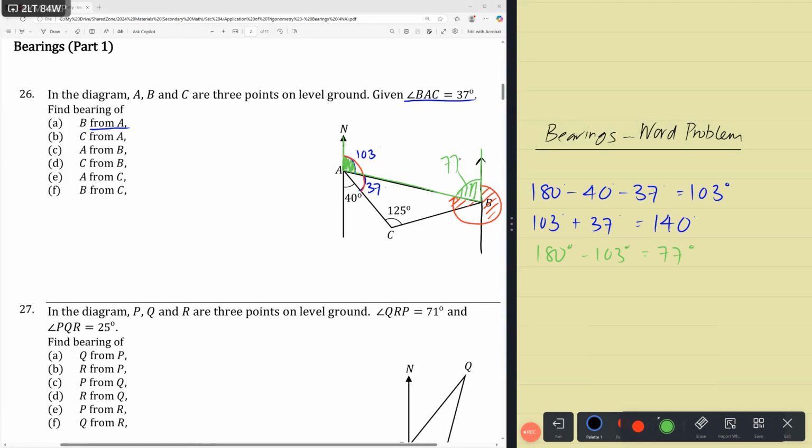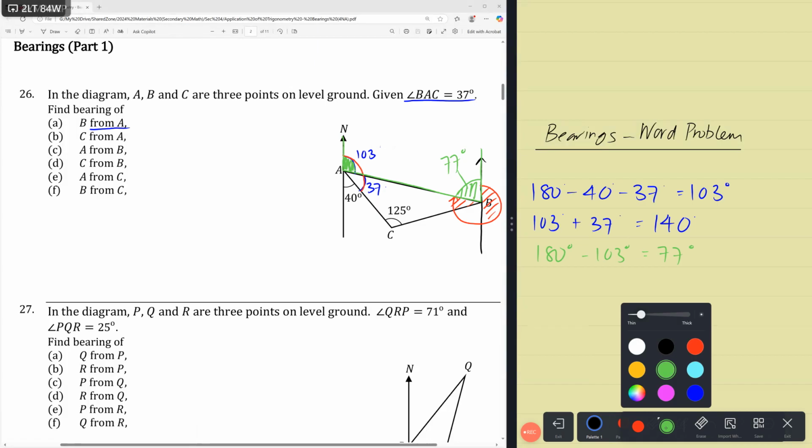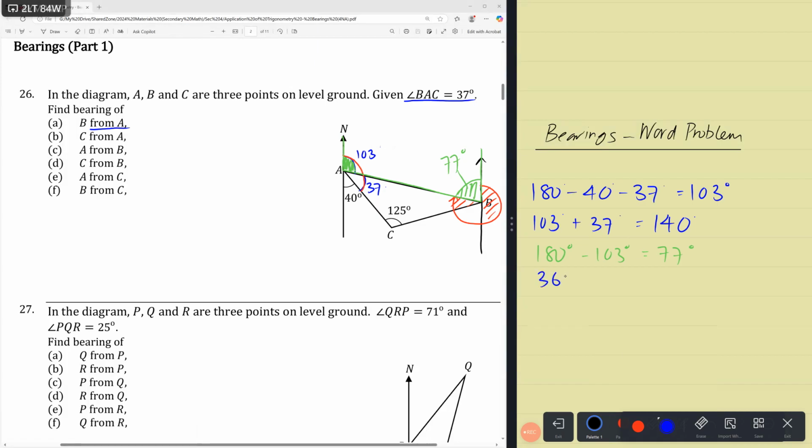So this angle here is 77 degrees. Therefore, our bearing is equal to 360 degrees minus 77 degrees. Use your calculator and you will get your answer to be 283 degrees. All right. So that's how we leverage on using the interior angles and the benefit of extending our north arrow. All right, let's look at part D, bearing of C from B.